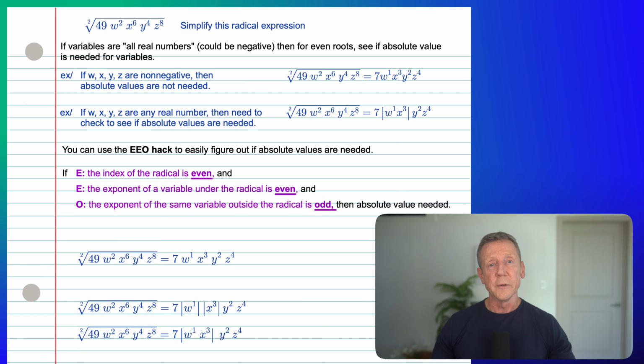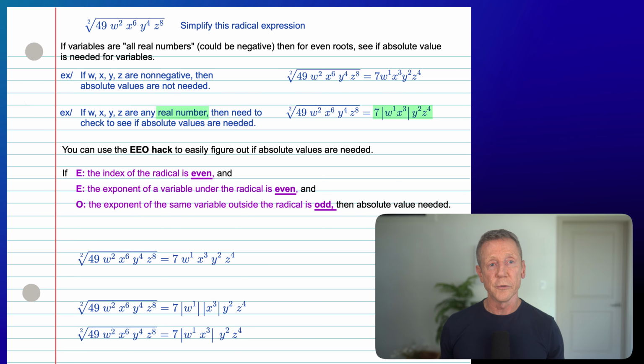So the first thing I want to mention here is if your textbook is one of those where it says that the variables are only non-negative real numbers, then you don't need the absolute values at all. But if your textbook is one of those where it says the variables represent all real numbers, which includes negatives, then you must address the absolute value issue.